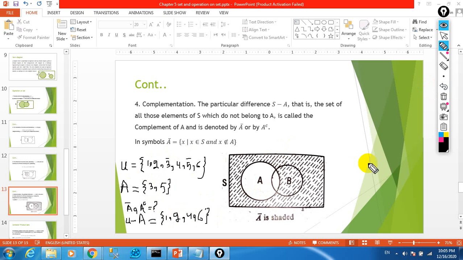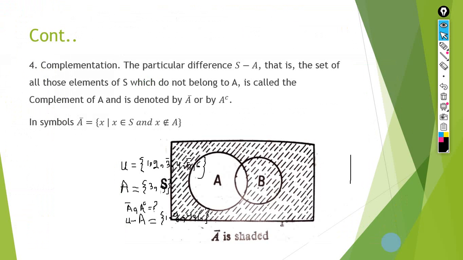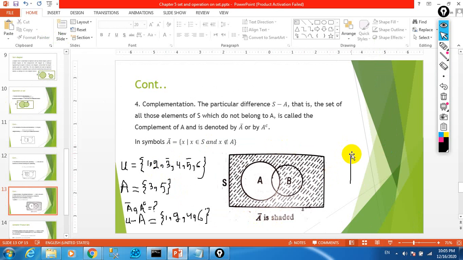So the Venn diagram for this question, how will we draw? Take a Venn diagram. Whether you write U or S, it makes no difference. Here we have only one set A. Set A has the elements 3 and 5, and the remaining elements are 1, 2, 4, 6. So 1, 2, 4, 6 is my answer.